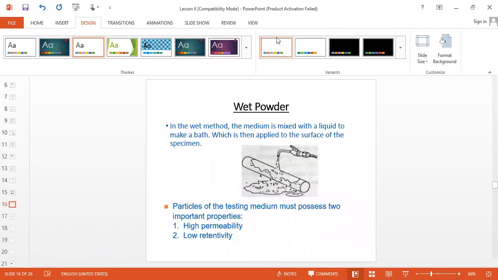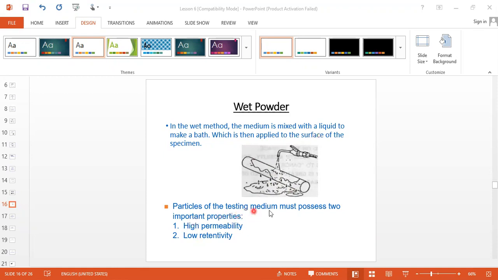Now see here again, this is the wet method. In wet method, see, this is the bath, and the bath is a mixture of solvent plus iron particles. In wet method, the medium is mixed with liquid to make a bath, which is then applied to the surface of the specimen.